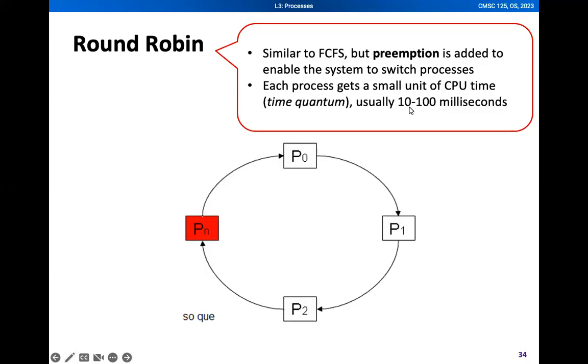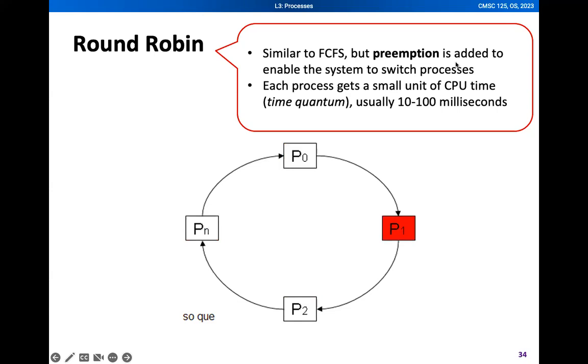Hi everyone. In this video, we are going to discuss round robin, or RR, scheduling. It is similar to the FCFS, or first come, first serve, algorithm. But in this case, there is preemption. If you remember in our discussion of preemptive scheduling, there are interruptions happening, or we are enabling the system to switch between processes.